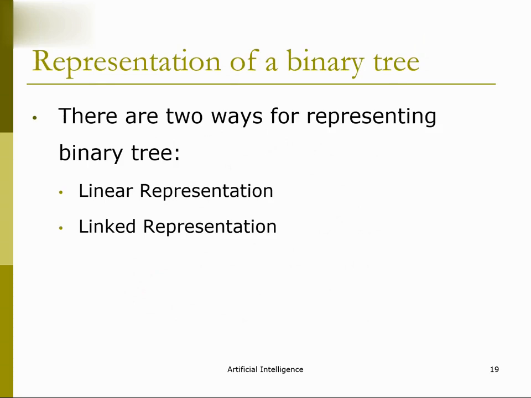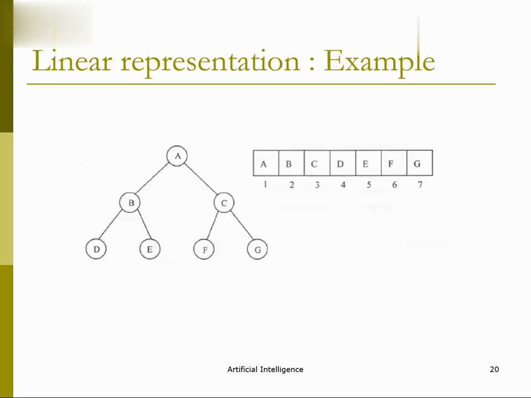Representation of a binary tree. There are 2 ways of representing it. One is a linear representation, the other is a linked representation. In a linear representation, as you can see here, we start with the root node A, and then the next level B and C, and then comes D, E, F, and G. This is how all the nodes in a tree would be represented using this technique.